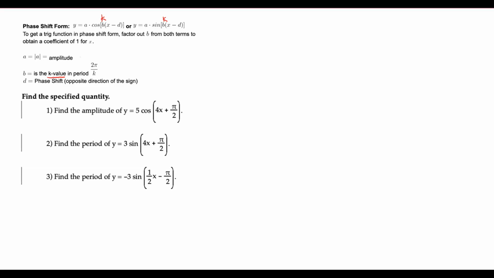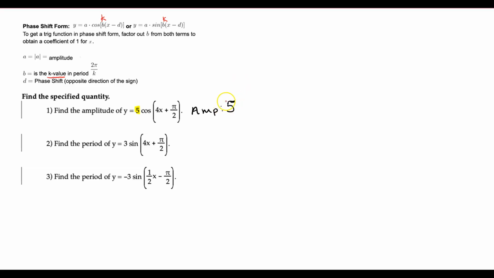We're going to take a look at some basic examples here and see how we can analyze them. First, number one, they ask very simply, what is the amplitude? The amplitude can be found by finding the a value, the value right in front. So I can answer that very quickly. My amplitude here for number one is simply going to be 5.